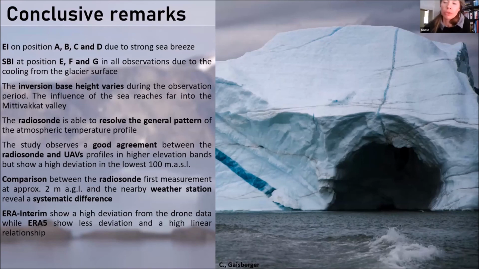When it comes to the radiosonde, it is able to resolve the general pattern of the atmospheric temperature profile, especially in higher elevation bands. They show a high similarity, but also a high deviation in the lowest 100 meters above sea level. And when we compare our drone data to the ERA-Interim data, we observe that the ERA-Interim data show a high deviation from the drone data, while the ERA5 data show less deviation and a higher linear relationship.